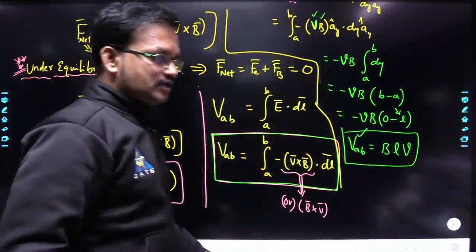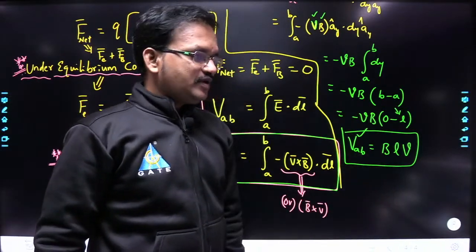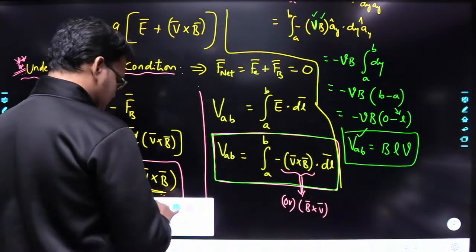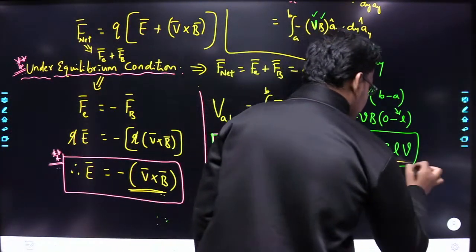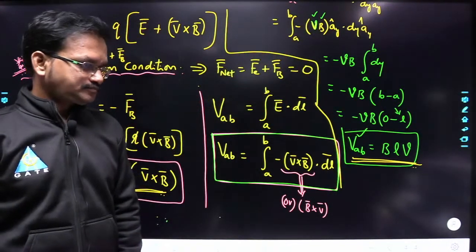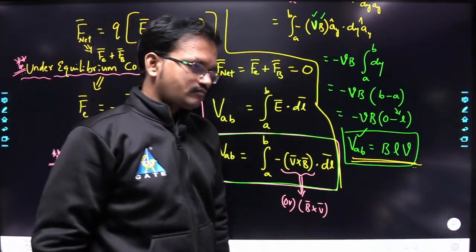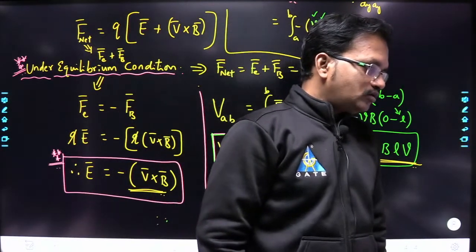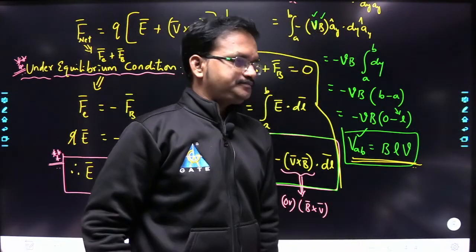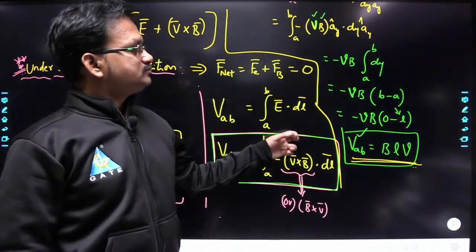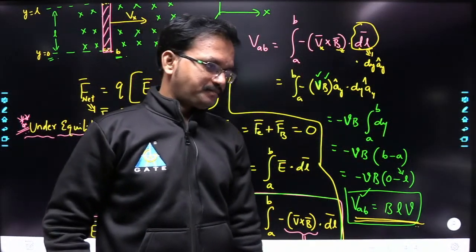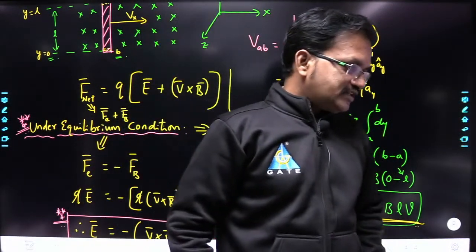Okay, so is this clear here? VAB is equal to BLV. Is this clear? Is this clear? Tell me. Rahul Thakur, Alok Kumar, tell me here, is this clear? Parasmun, is it clear? Tell me.